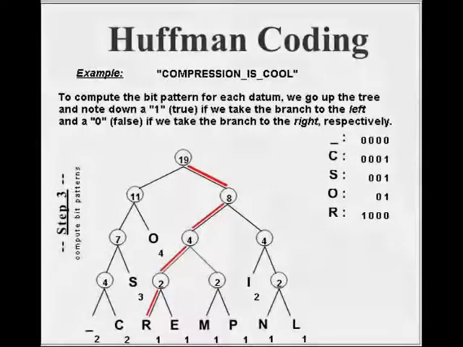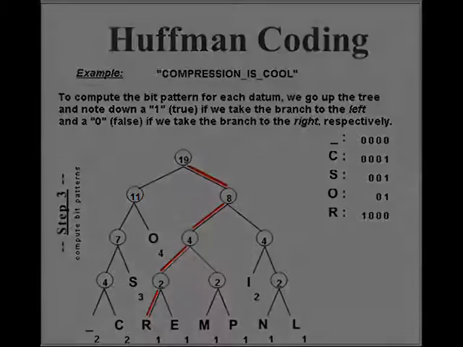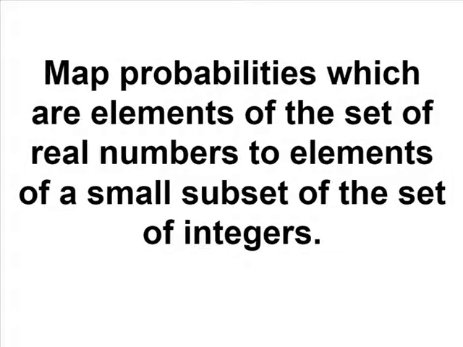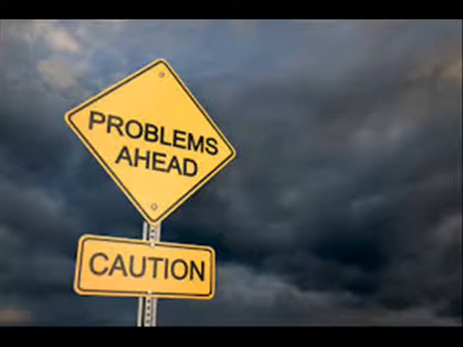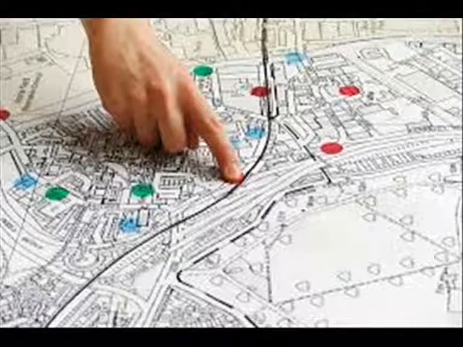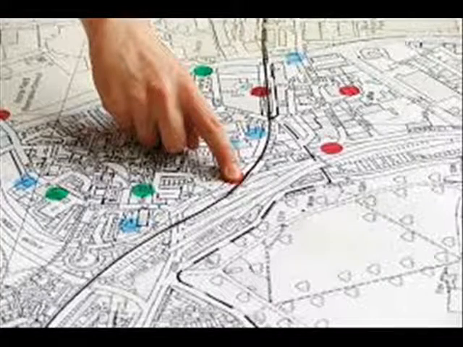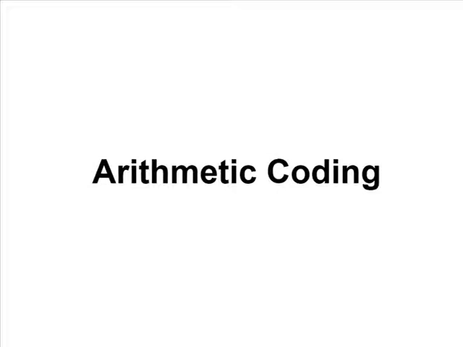Well, Huffman coding falls short of optimality because it is trying to map probabilities, which are elements of the set of real numbers, to elements of a small subset of the set of integers. We're bound to have problems, so why not devise some sort of real-to-real mapping to achieve data compression? In 1963, Norman Abramson conceived of such a mapping, which was subsequently published by Peter Elias. This real-to-real data compression method is called arithmetic coding.